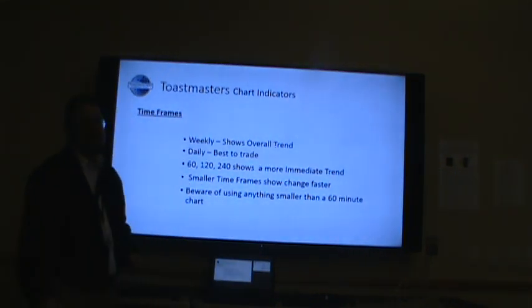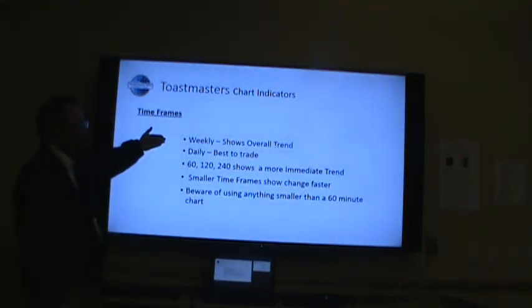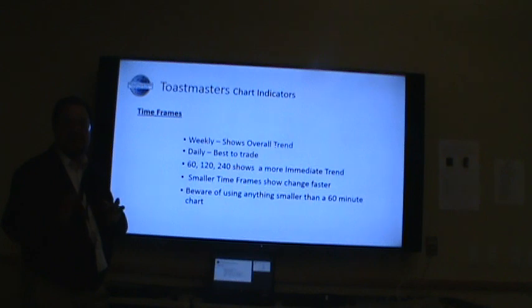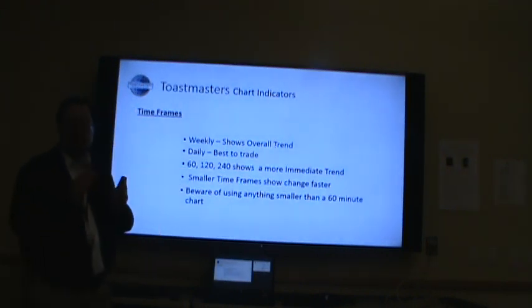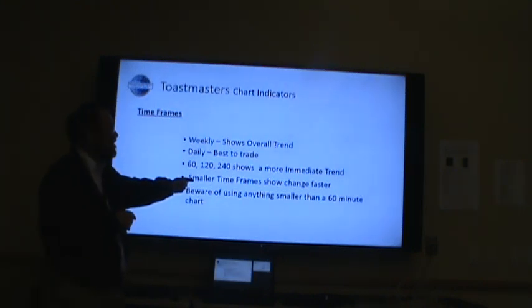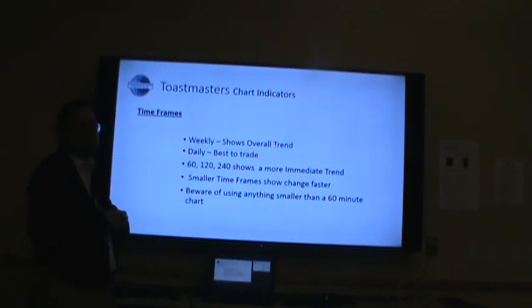So let's move on to time frames. A weekly chart, which you're going to see in a minute, shows the overall trend. The daily chart is the one you want to trade because that is where you're going to make all your money. A 60-minute, a 120, or a 240, it shows the immediate trend. The smaller the time frame, the faster the chart moves. So you're going to make less. The bigger the time frame, you're going to make more. So if you're trading a weekly, you're going to make more. But the daily is better, and I'll show you in just a minute.